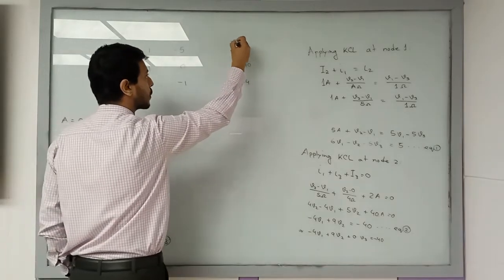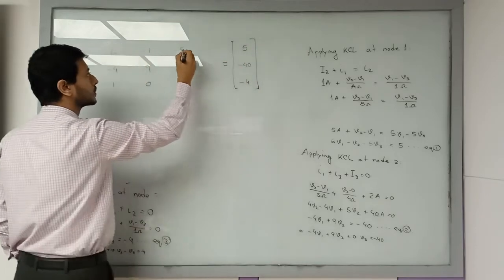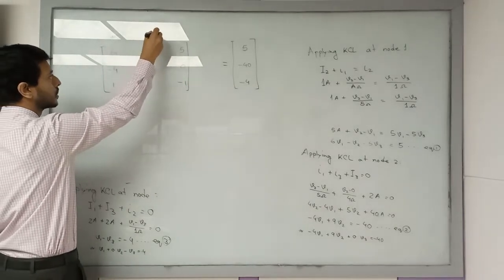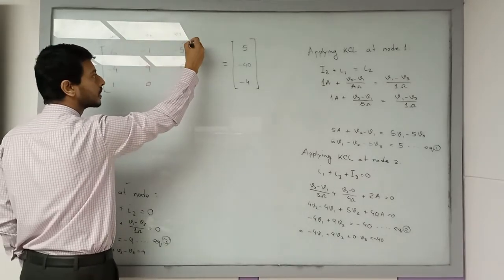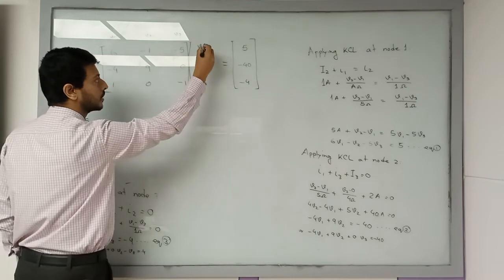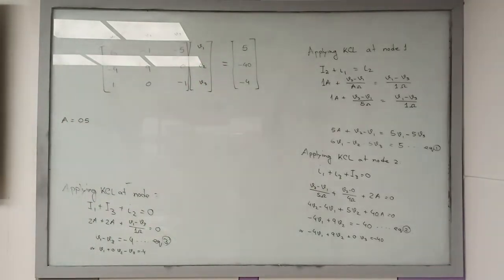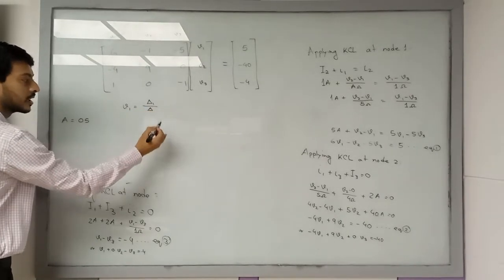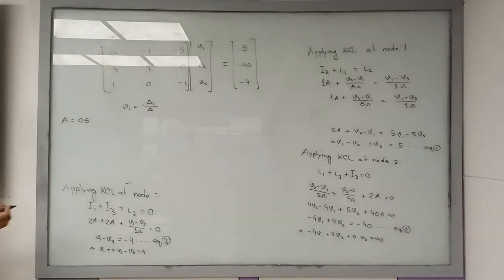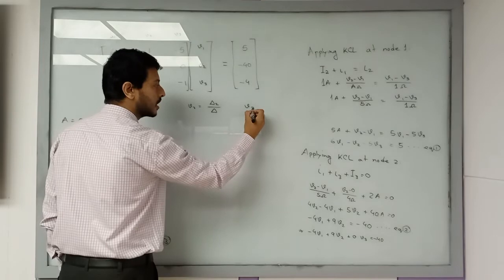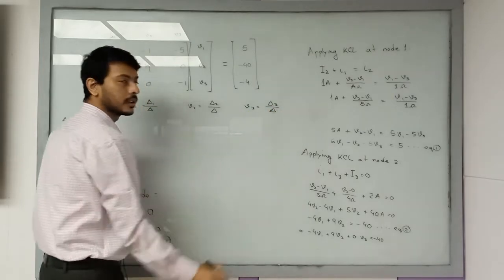So put it in a matrix form now. This is basically V1, this is V2, and this is V3. Write this in column matrix. This is V1, this is V2, and this is V3. Okay? So this is your matrix form. Now you have to solve it for V1, V2, and V3. Your V1 should be equal to del 1 divided by del if we are using Cramer's rule, right? V2 should be del 2 divided by del. V3 is equal to del 3 divided by del. Okay?